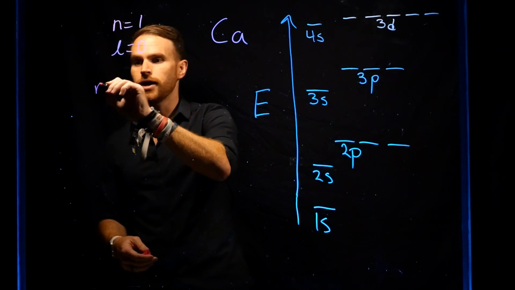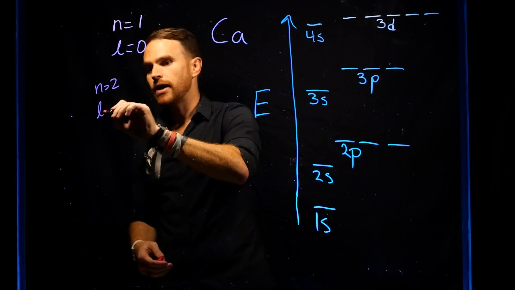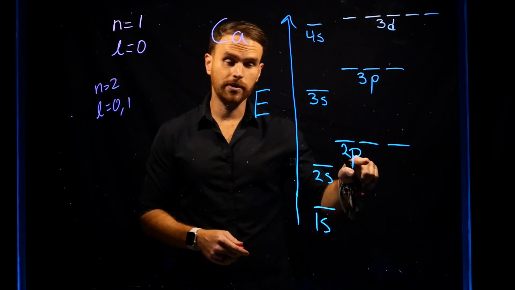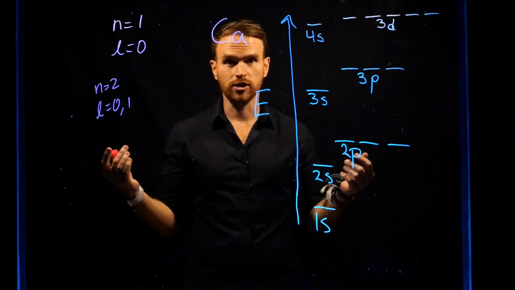From there, we know that at n equals 2, our l values could be 0 or 1, or in this case, an s or a p orbital, which is 0 and 1 respectively.